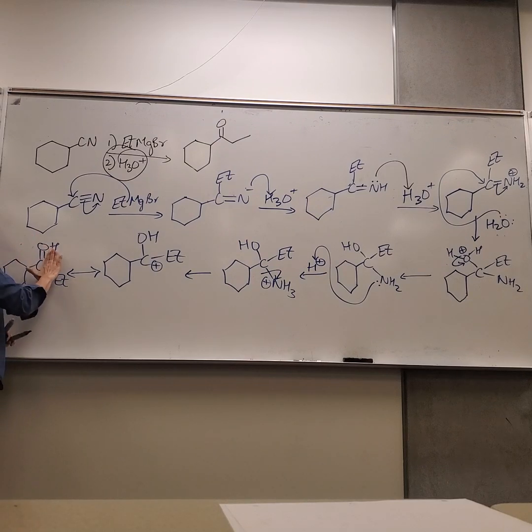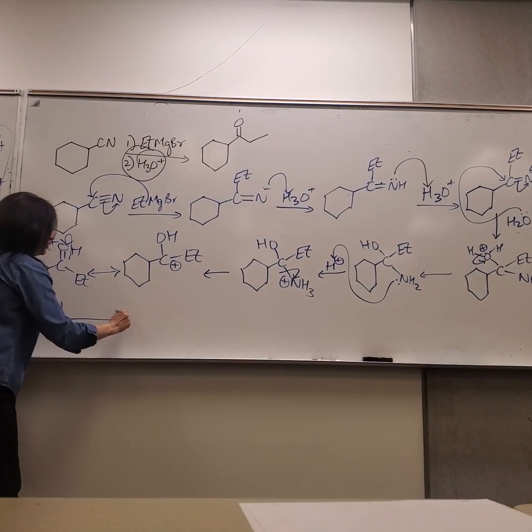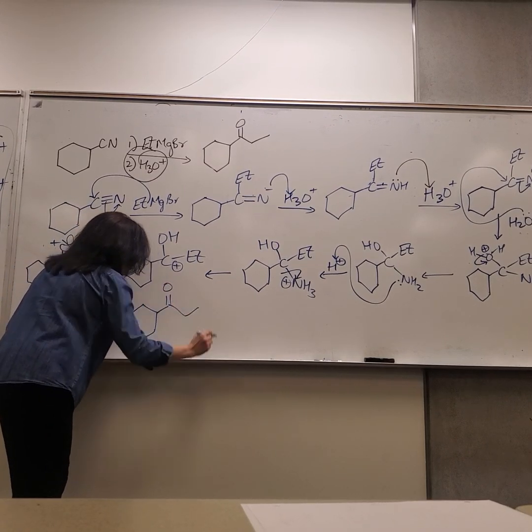What is that? A ketone. A ketone with an extra proton. A protonated ketone. Perfect. So what does the protonated ketone need to do to become a ketone? It needs to get rid of a proton and become what you're looking for.